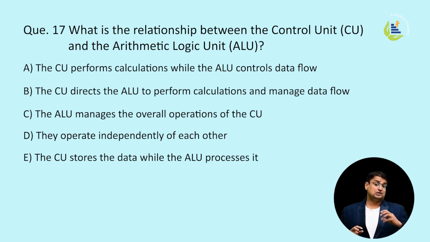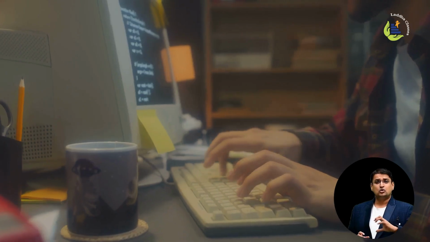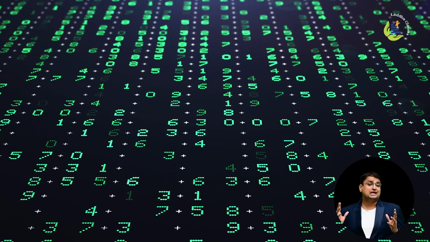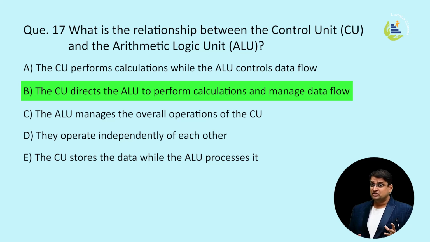Correct answer option is B. The control unit directs the arithmetic logic unit to perform calculations and manage data flow. Because the control unit coordinates the arithmetic logic unit to execute tasks like calculations and logical operations. The control unit does not perform calculations, and the arithmetic logic unit doesn't manage the control unit.